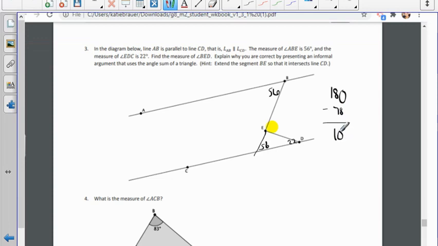So the third angle in our triangle right here is 102. We know that the angle that I just wrote in and the angle with the yellow are straight angles, or it's supplementary, or you could say linear pair. Whatever it is, it makes a straight line, and we know a straight line is 180. So I'm going to take 180 minus 102, and I'm going to get 78 degrees. So the answer to 3 is angle BED equals 78 degrees.